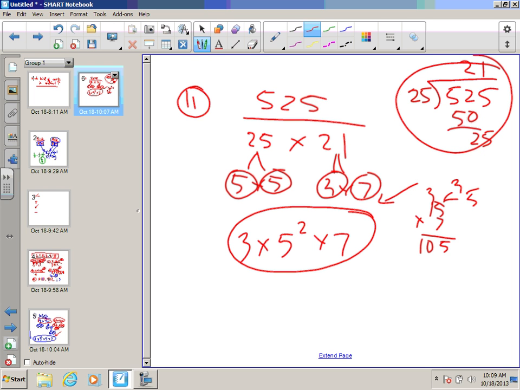So if you don't have the right order or something like that, why does it matter if you still get the same answer? It matters. Because we use this process for other things like GCF, LCM. So it's good to get in the habit of doing it the right way.